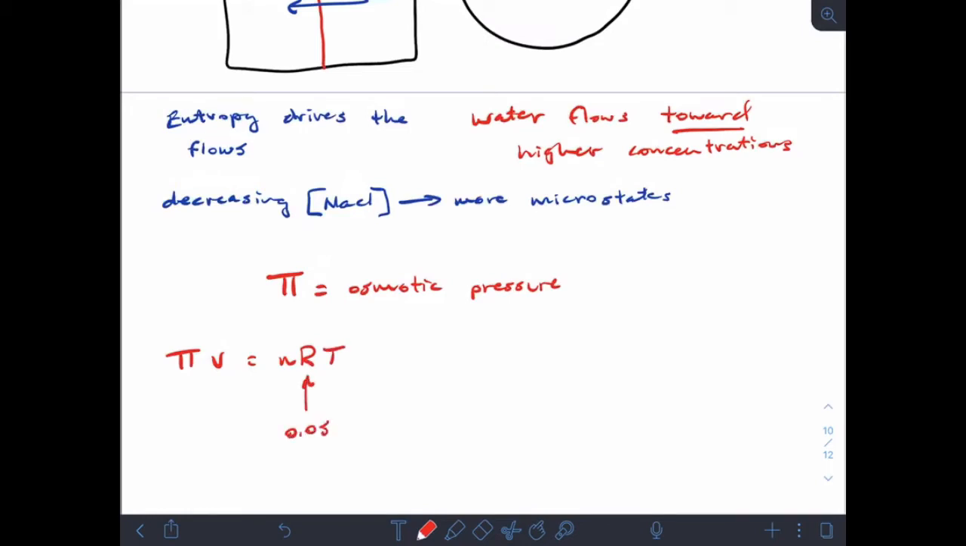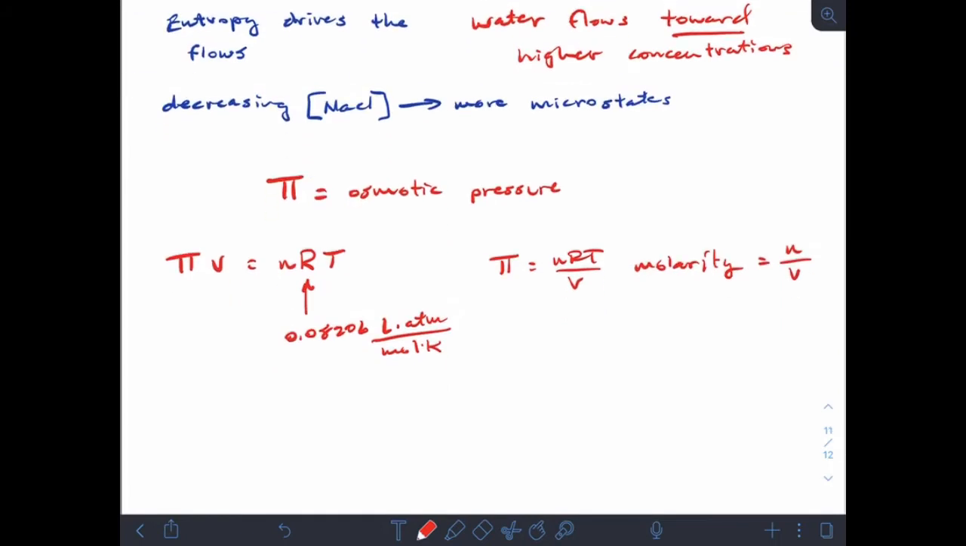Okay, and this is the standard R = 0.08206 liters atmospheres over moles Kelvin. Okay, so I can rearrange this and put osmotic pressure all by itself. So Π = nRT/V. And guess what? Molarity is moles over volume. Okay? So in the end, our equation is Π = MRT, molarity times R times T.